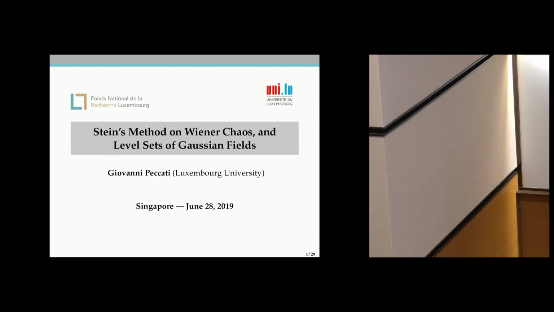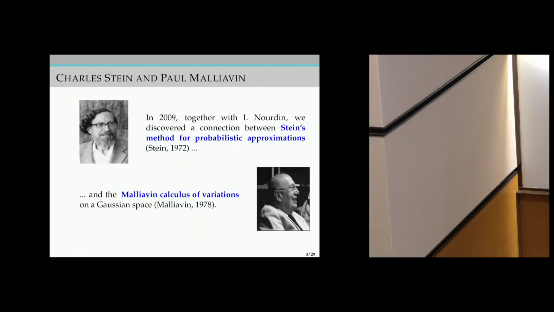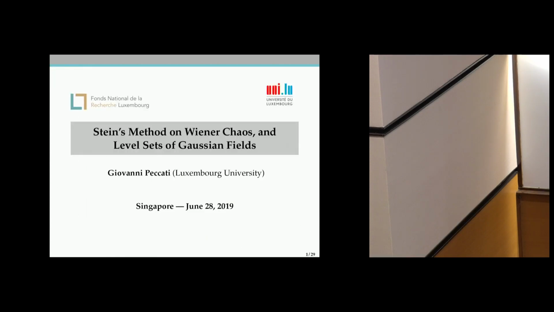So we realized, together with my friend, who is not here, Ivan Nourdin, that there was a connection between Stein's method and some tools of Gaussian analysis that are known as the Malliavin calculus of variation. And so several results have been proved. And what I'm going to describe today is an application of these methods.